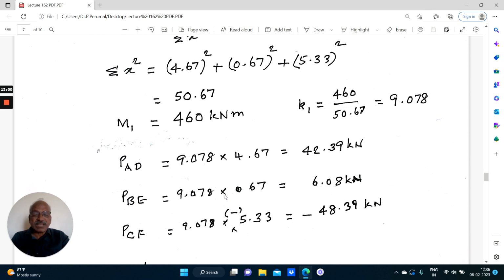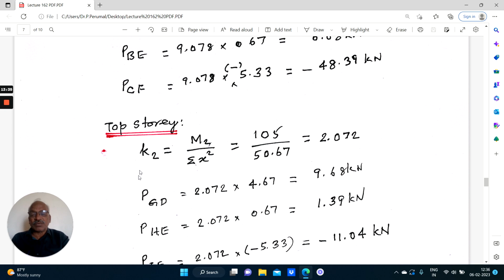BE is 9.078, and the distance is 0.67, so the nearer column is subjected to less load. CF is on the other side, namely the leeward side. Windward side columns will be under tension, and leeward side columns will be under compression. This we have to remember, and carefully substitute a minus sign to indicate a compressive force. So 9.078 into minus 5 equals minus 48.39. So this is compressive on the leeward side.